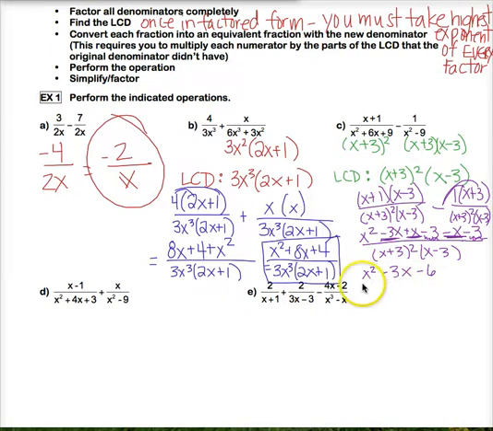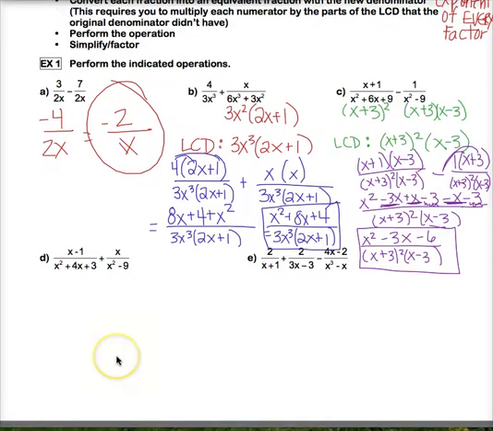So again, I would look at that to see if it's factorable, because if it is, we should factor it. So I would ask myself, is there anything that multiplies to negative 6 that adds to negative 3? And in this case, there's not, so that's all we can do there. So that is our final answer.